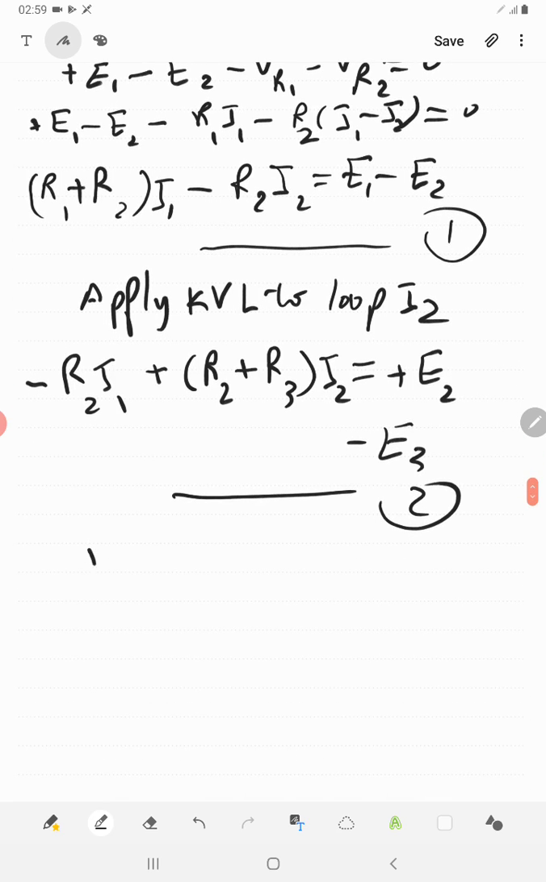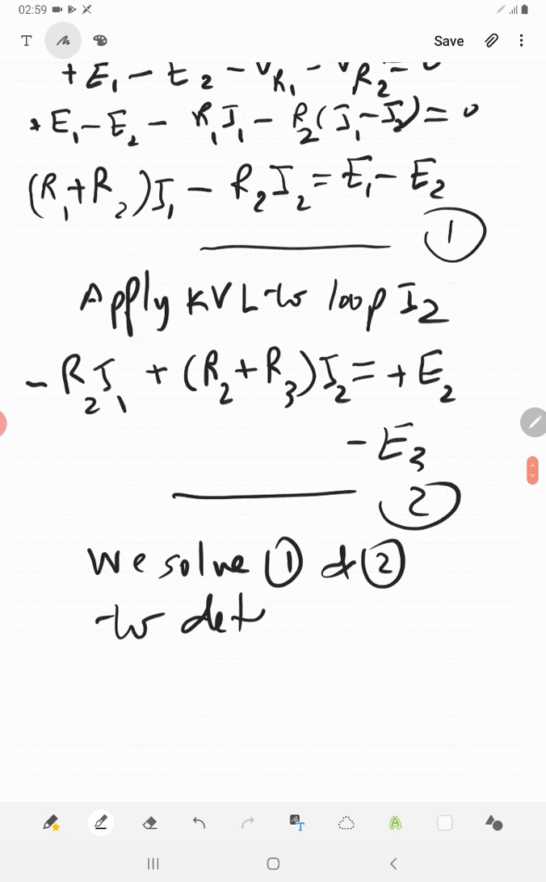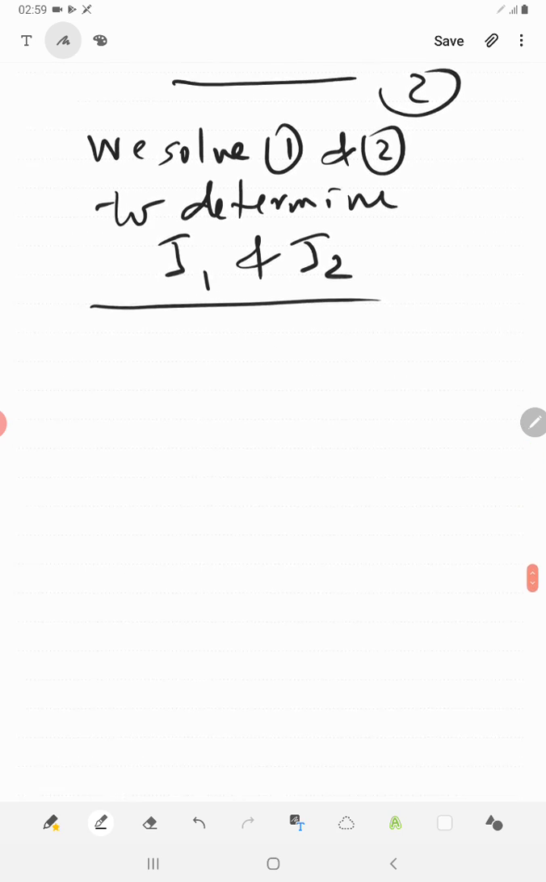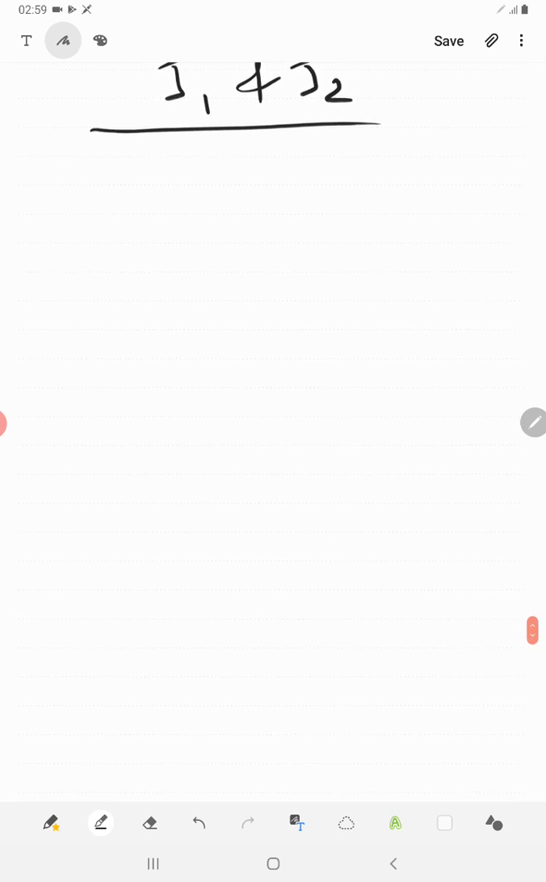So we solve 1 and 2 to determine I1 and I2. Okay? So let's take an example and apply mesh analysis.